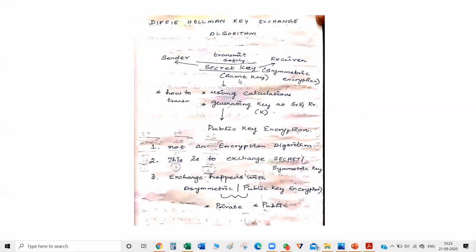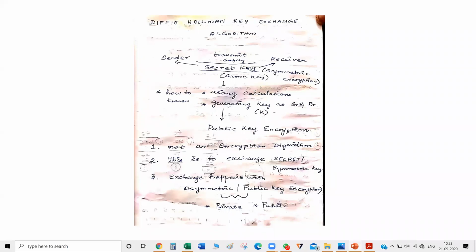After that I will show you another slide, from which you can understand, but these are the main points I have written. Here the sender and receiver are going to share the same secret key. Secret key means it is symmetric encryption. We use the same key for both sender and receiver. This key is used for encryption and the same key is used for decryption, so we can say it is symmetric encryption.